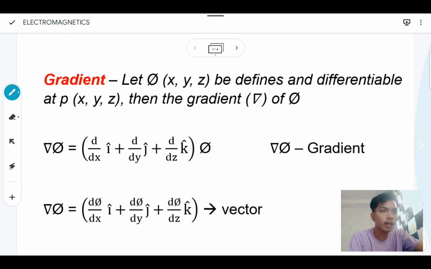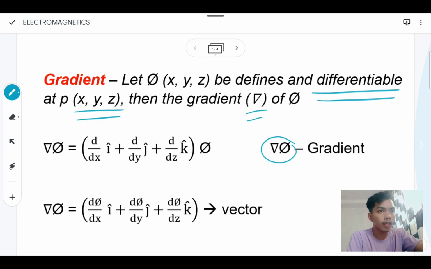So let's start with gradient. Let phi of coordinates x, y, z be defined and differentiable at the points x, y, z. Then the gradient is represented by this del symbol of phi. So it is gradient when we see these symbols. The gradient of phi, that's gradient.